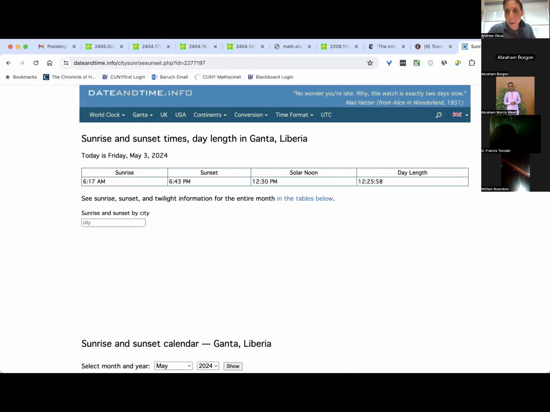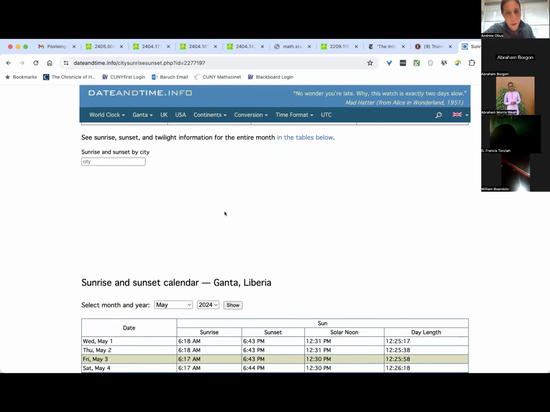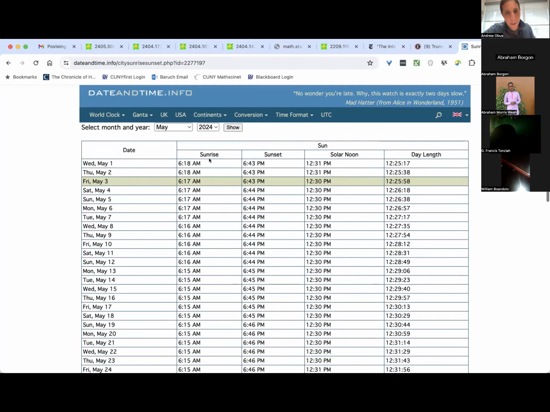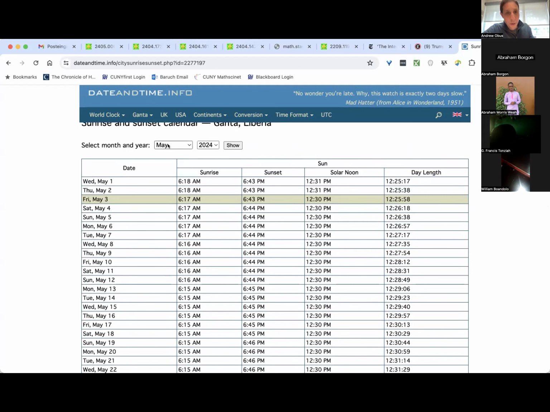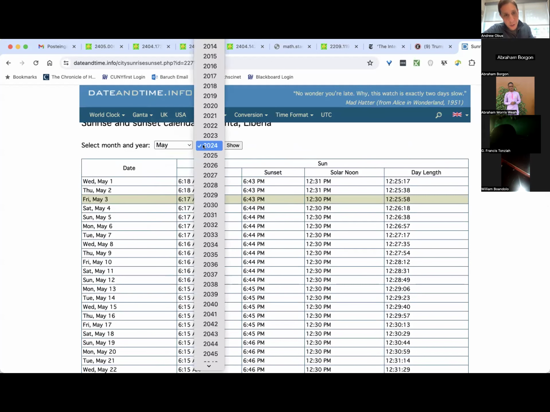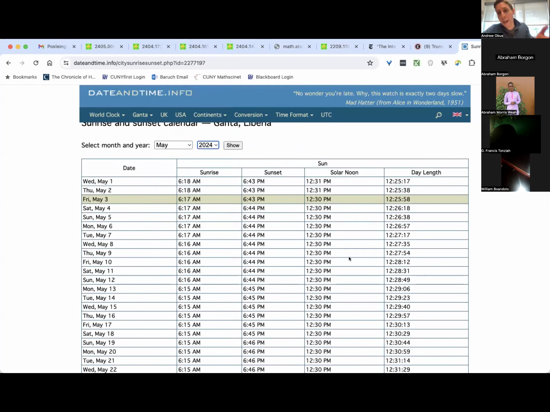Okay, so here we are. This gives us just today's sunrise and sunset times in Ganta. But if we want to see more, you have a whole calendar, right? It says sunrise, sunset, solar noon, which means when the sun is at the apex, and then how long the day is, in hours and minutes. You can change your month and your year, and get the sunrise and sunset times for any day.